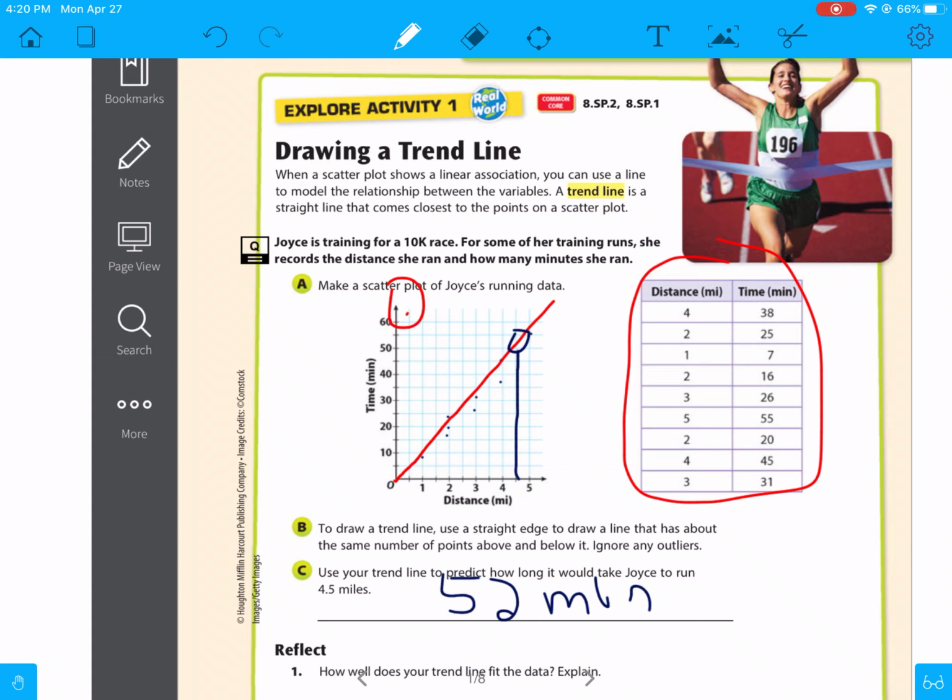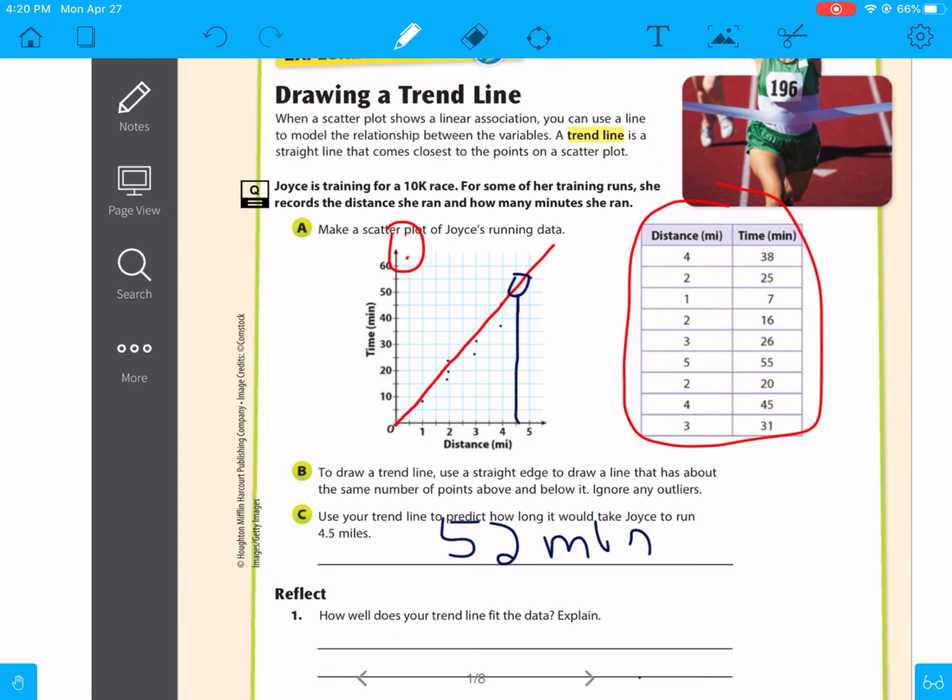It looks like she's going about 1 mile for every 10 minutes. So 2 miles would be about 20 minutes. So you just have to follow that point.